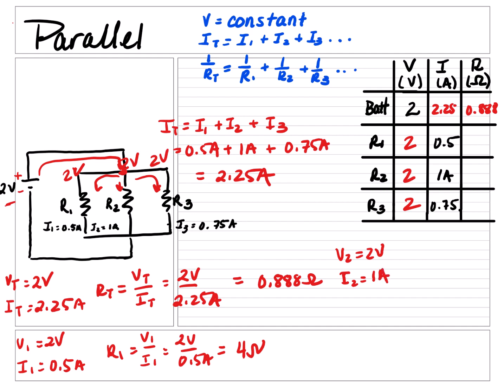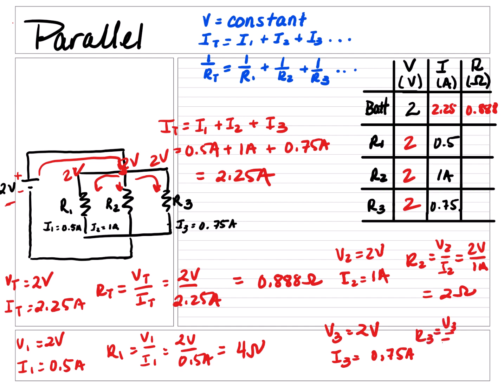I could also solve for R2 because V2 is equal to 2 volts. I2 is equal to 1 amp. So R2 is equal to V2 over I2, which is 2 volts over 1 amp, which is 2 ohms. I could solve for R3 because V3 is 2 volts. I3 is equal to 0.75 amps. So R3 is equal to V3 over I3, which is 2 volts over 0.75 amps, which is equal to 2.67.